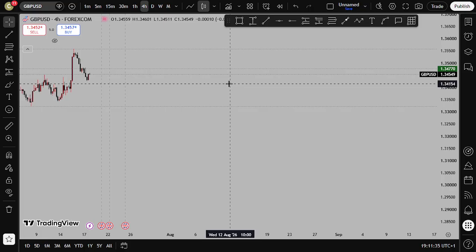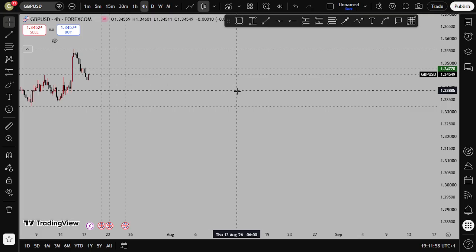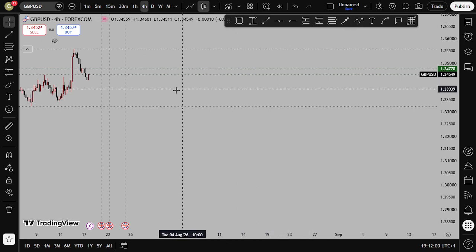So, imagine you are climbing a staircase. Every time you step higher, you don't jump to the top. You take one step, pause, then take another. Price behaves the same way. It moves up, then it pulls back and continues up like this.